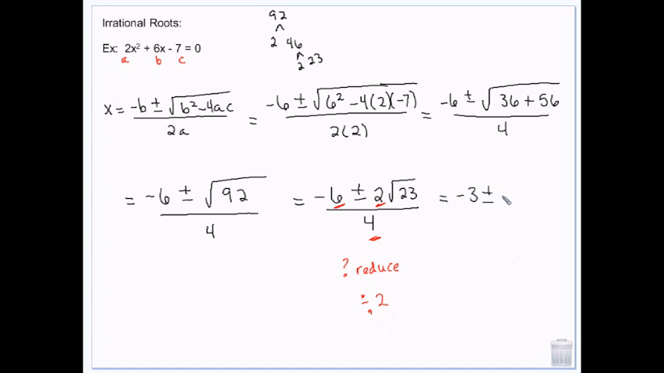So I have -3 plus or minus the square root of 23 over 2. And then I'm done. You just leave it like that. You don't have to do anything with this. You don't have to find out what the square root of 23 is. Now, if you want to, you can get the decimal answers and add and subtract and divide by 4 and go from there. Or you can just leave it like this.